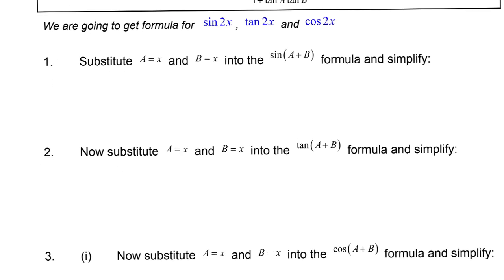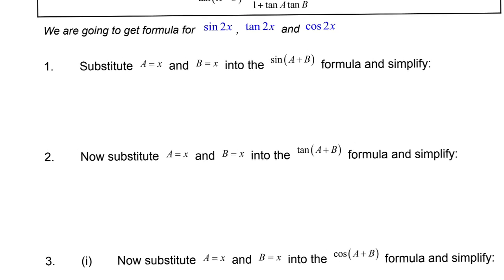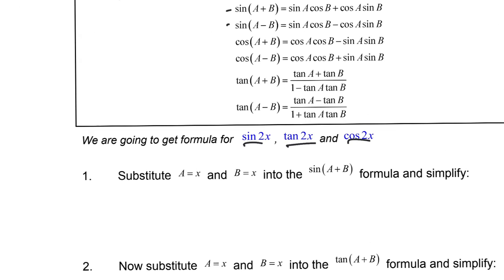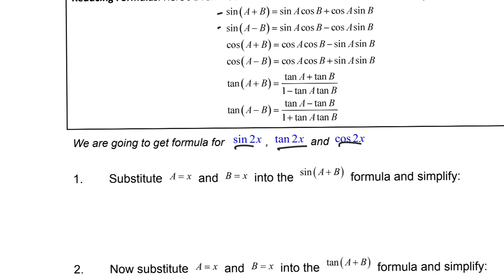All right. Using those formulas, we are going to get new formulas for sine of 2x, tangent of 2x, and cosine of 2x. So this first prompt says substitute a for x and b for x into the sine of a plus b formula. So I'm going to first write the sine of a plus b formula. I'm just going to copy it from above. So sine of a plus b is sine a cosine b plus cosine a sine b.